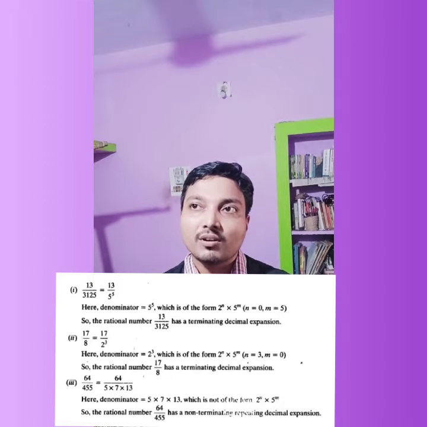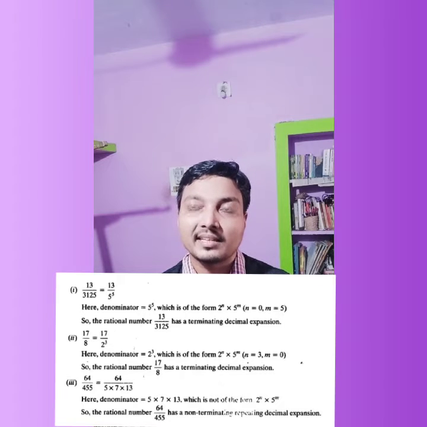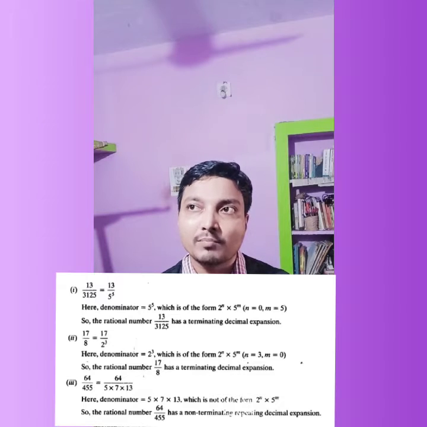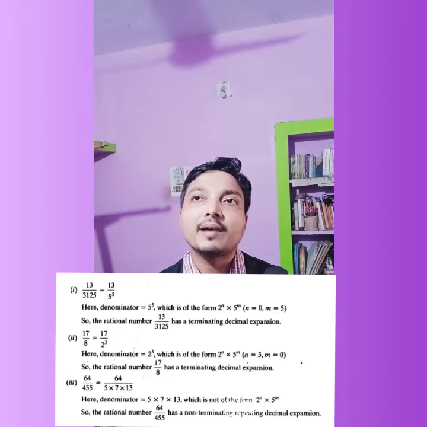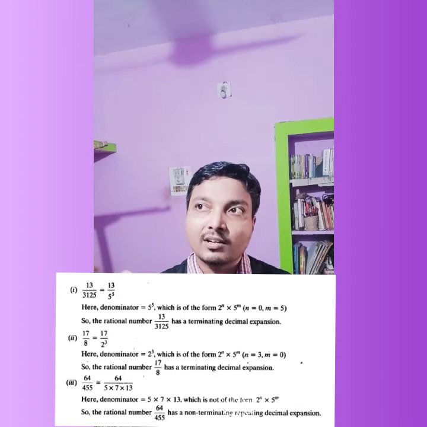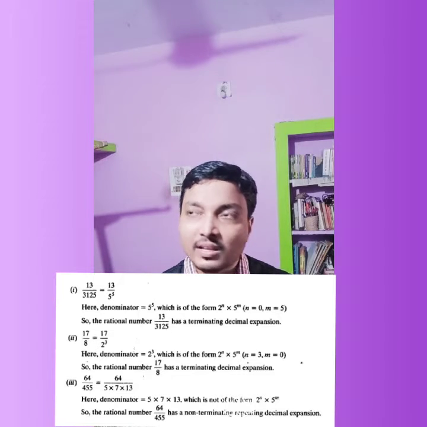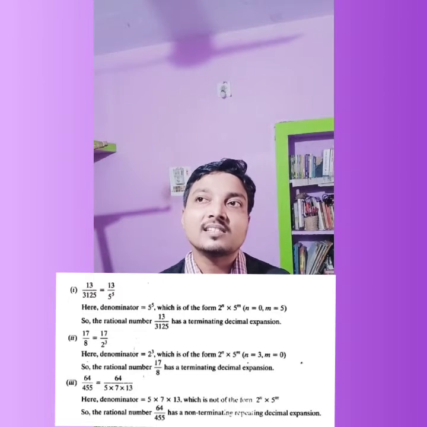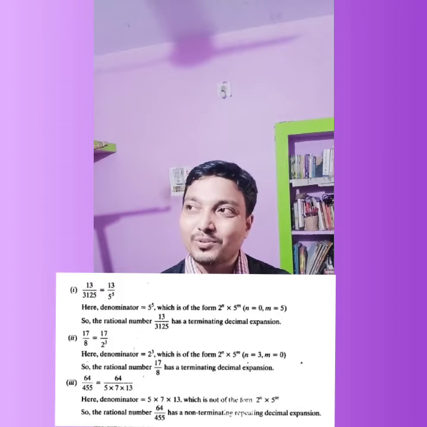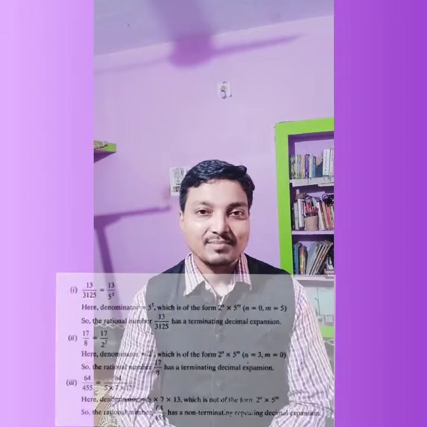Here 455 can be factorized as 5 into 7 into 13, and 64 and 455 are co-prime numbers, because on factorizing 455 we get 5, 7 and 13, and 64 cannot be factorized with any of the factors 5, 7 and 13. So the numerator and denominator are both co-prime numbers, and it is clearly seen that the denominator cannot be written in the form of 2 to the power m into 5 to the power n. So the rational number gives us a non-terminating and recurring decimal expansion.